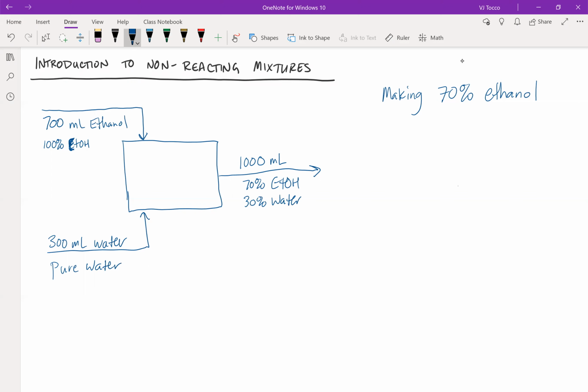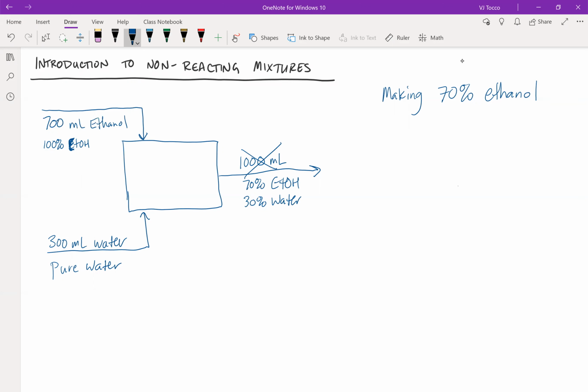Now, what's wrong with this? If you notice in material and energy balances, I never once did a balance on volume. And that is because this is the incorrect answer. If you mix 700 milliliters of ethanol with 300 milliliters of water, you actually get significantly less than 1,000 milliliters. I think it's 915 or so milliliters based on my previous experience when I did this.